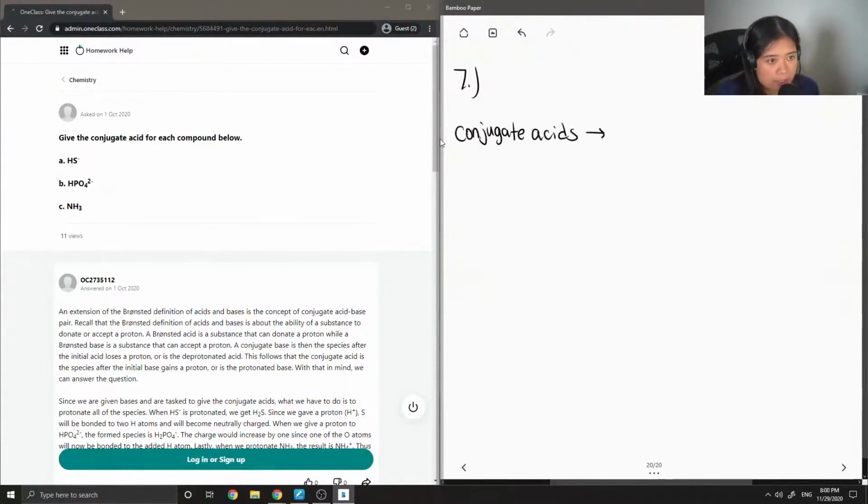So conjugate acids are species that are formed after a base gains a proton. So let's just have an example of this.